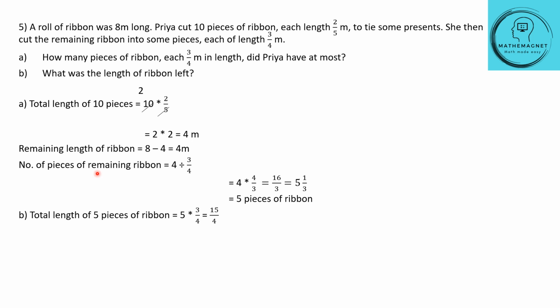And we know the original length remaining was 4 meters, correct? We found this to be 4 meters. So 4 meters minus 15 by 4 will give you the length of the ribbon left. So that will be 4 minus 15 by 4. Like the previous problem, we will have to make this into a like fraction. So 4 can be rewritten as 16 by 4 minus 15 by 4, which is equal to 1 by 4 meters. So the ribbon left will be 1 by 4 meters.